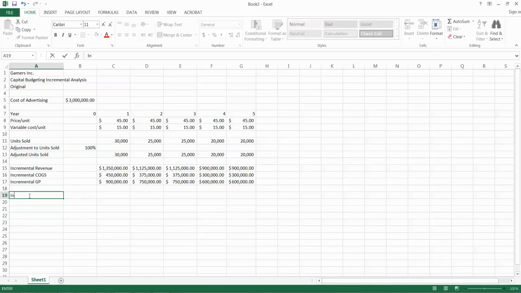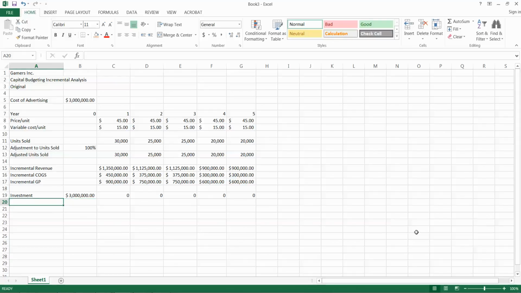So we need a line for investments, right? And we know that we've got an investment here of $3 million. So we're going to use the plus sign or the equal sign and go up and pick that up. And we don't have an investment in any of these other years. If we did, we could put it in there.